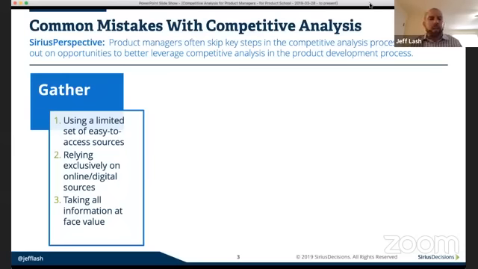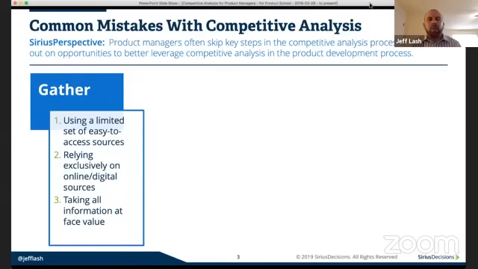As great as the internet is to get competitive information, some of the most useful information requires getting out of the office, getting out from behind your computer, going to events, talking to people, things like that. So make sure that you're looking at the wide breadth of sources that are available. I already mentioned relying exclusively on these online and digital sources. I think as more and more information becomes available and there's more and more ways to do that, people get kind of lazy, quite frankly.